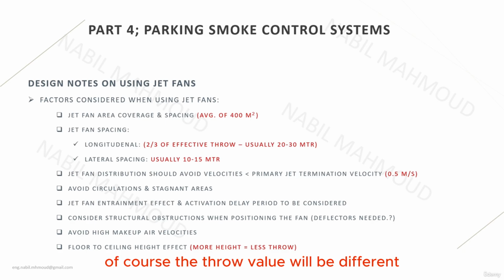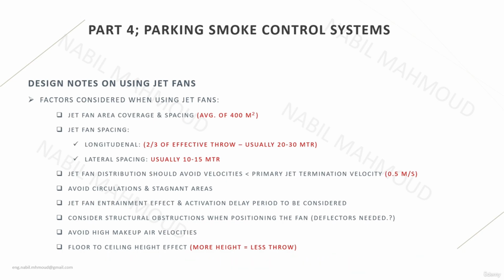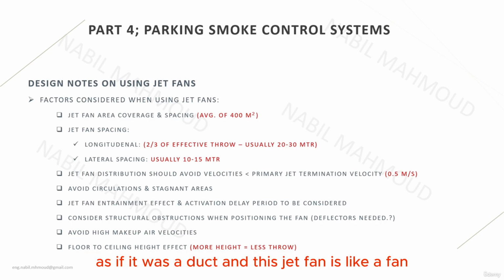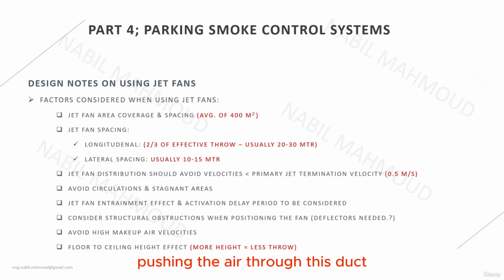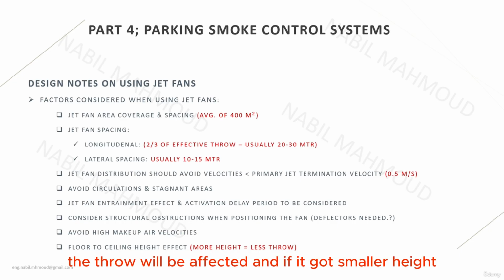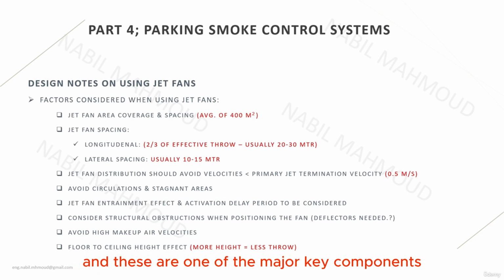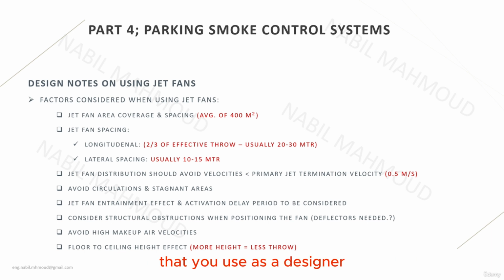Of course, the throw value will be different, and this is related to the losses in the primary jet and in the momentum of the primary jet. Think of this place as a cross section as if it was a duct, and this jet fan is like a fan pushing the air through this duct. If this duct got bigger, if the height got bigger, the throw will be affected, and if it got smaller in height, the throw also will be affected. And these are some of the major key components that you use as a designer when it comes to designing a ventilation or smoke management system using jet fans.